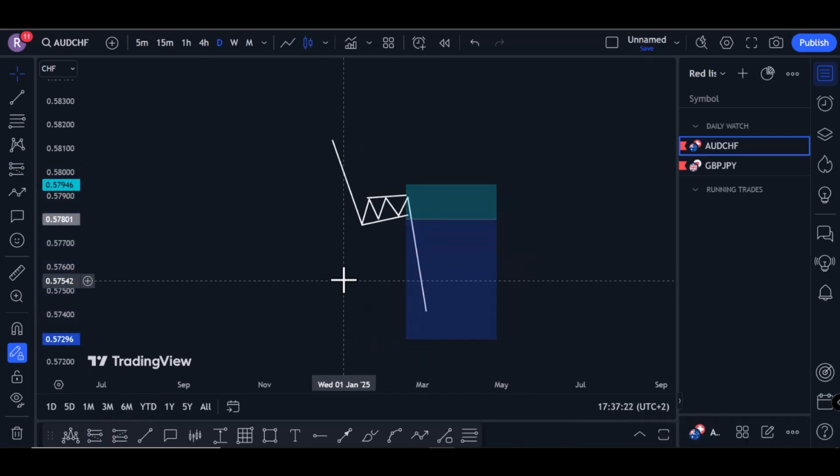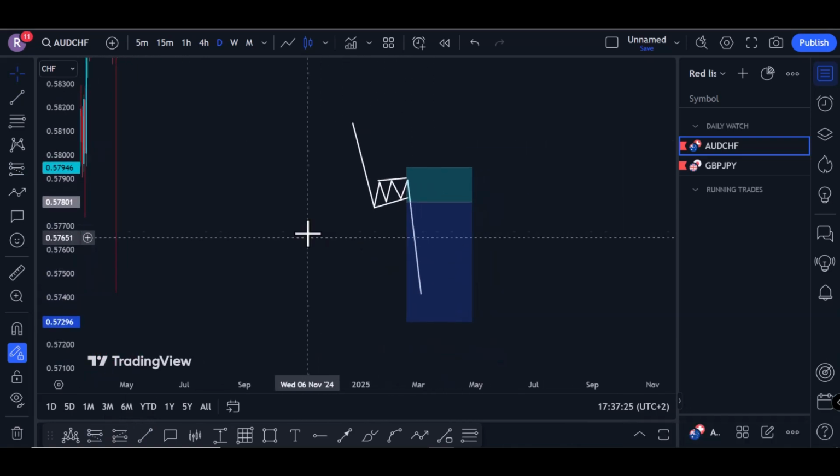Yeah. And then, yeah, with me, I haven't found success using this pattern. So I decided to remove it from my plan.